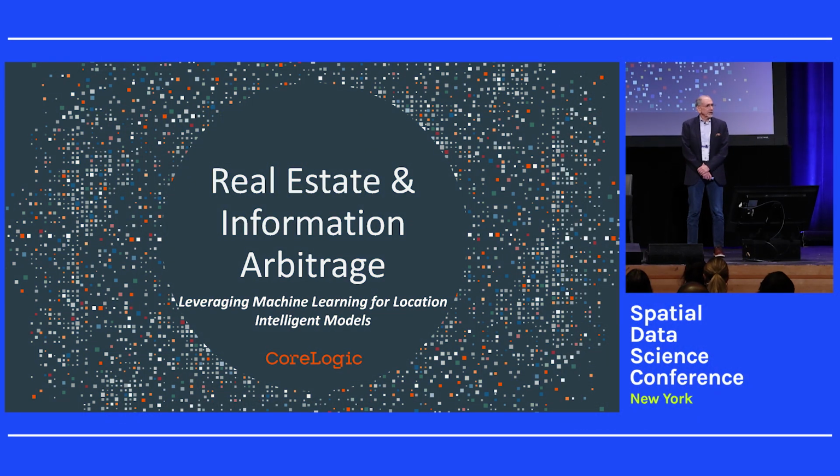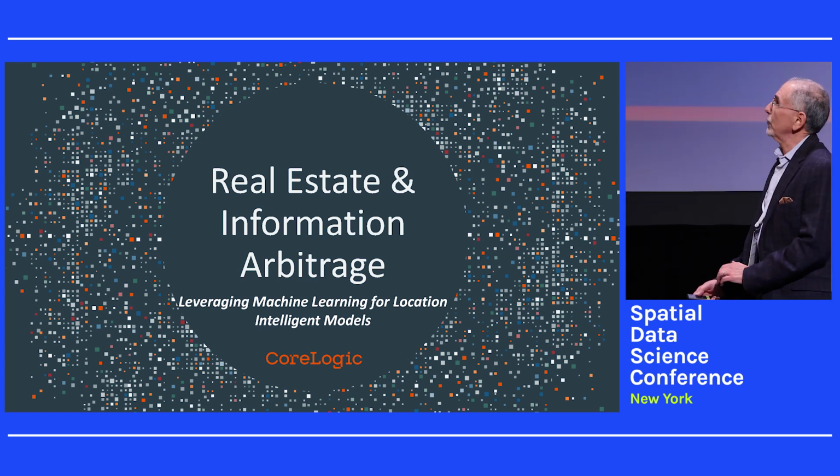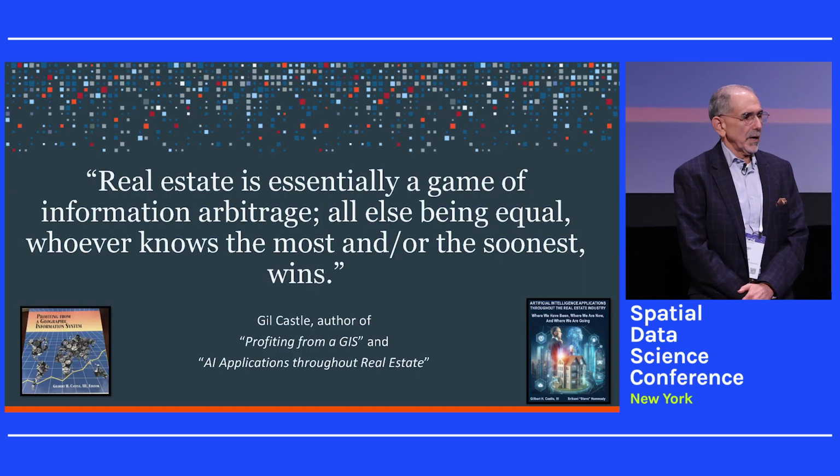So the title of the talk is Real Estate and Information Arbitrage. If you're not familiar with the term arbitrage, it's generally used in commodities trading and stock prices to look at the fluctuation between the high price and the low price. But in a sense, real estate is a game of information arbitrage because it too is a commodity.